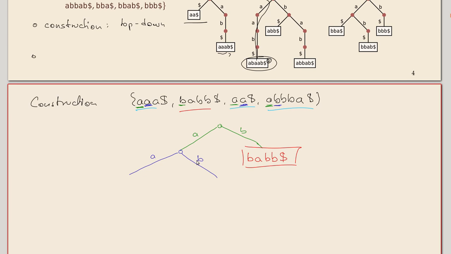So again, we do this splitting. I'll eventually run out of colors, but we go on recursively with those. So that's the only one with a B at the second position, so it can go into a leaf of its own.